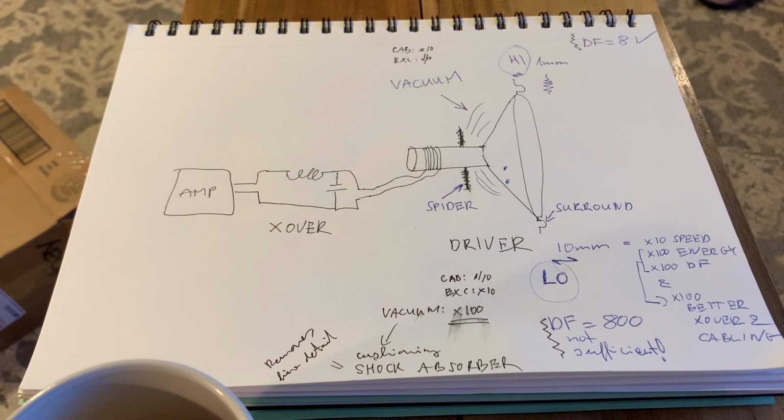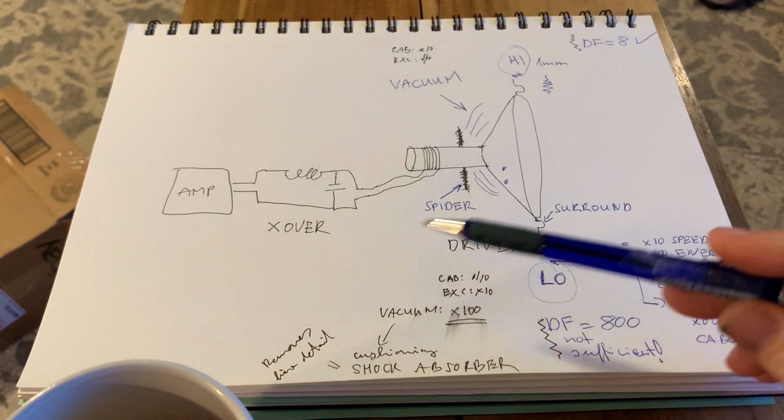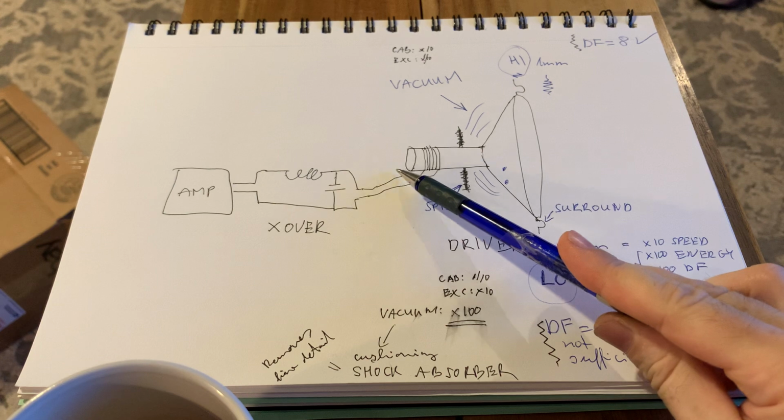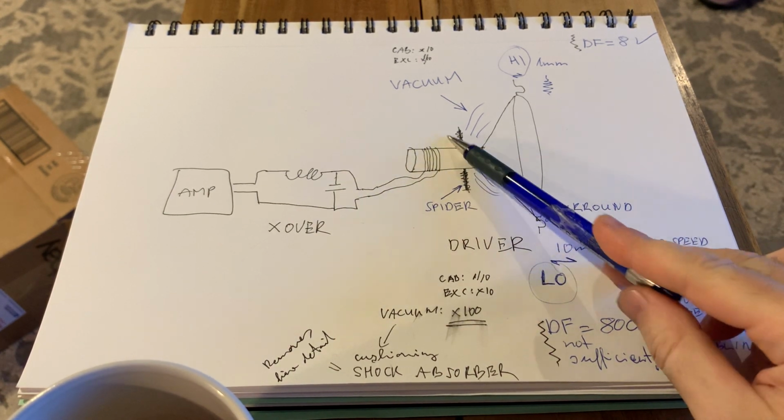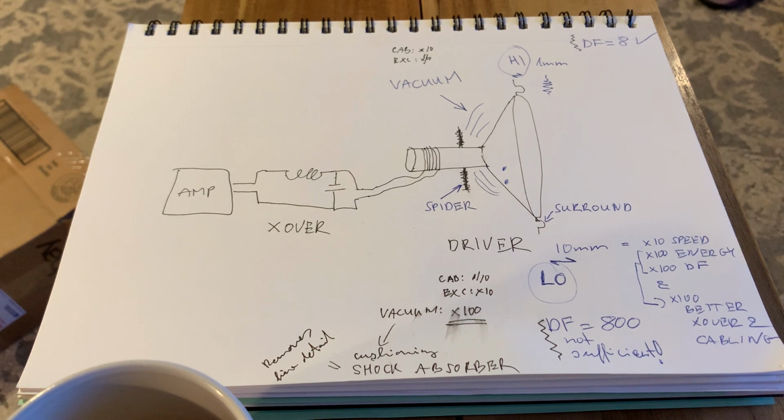This is the key difference: the handbrake is literally 100 times stronger in a low efficiency driver, and the power of the amp is required to overcome this massive braking effect caused by the spider. So that's one thing. So what are the consequences of that?